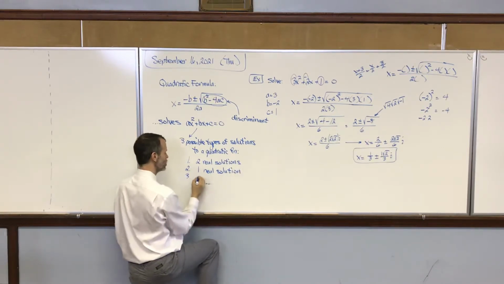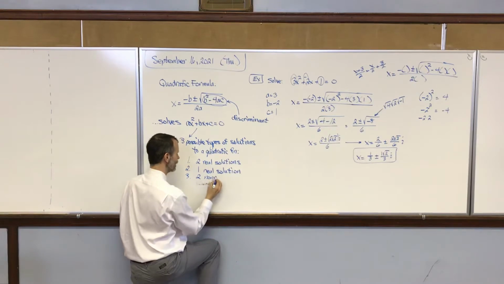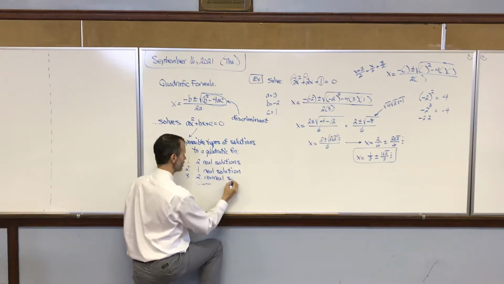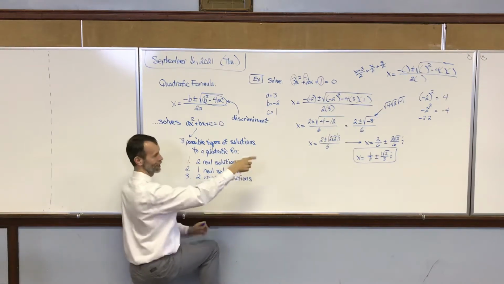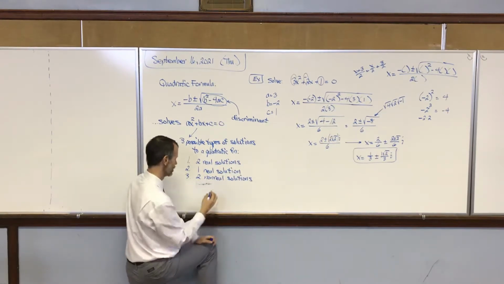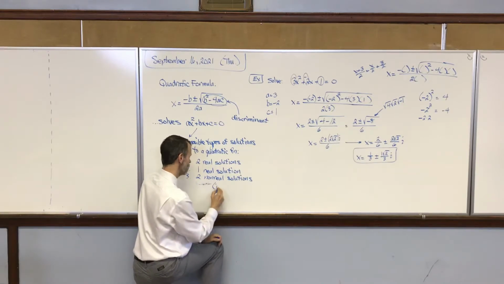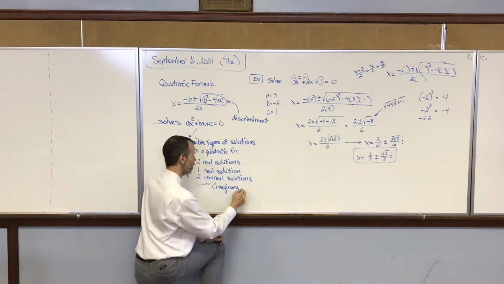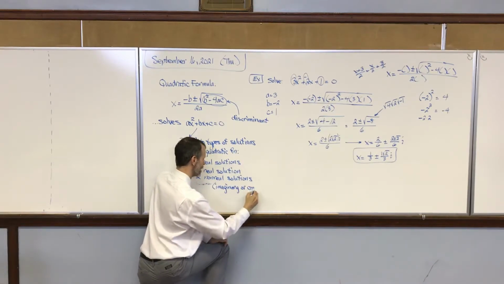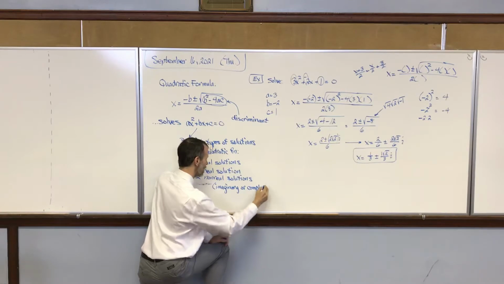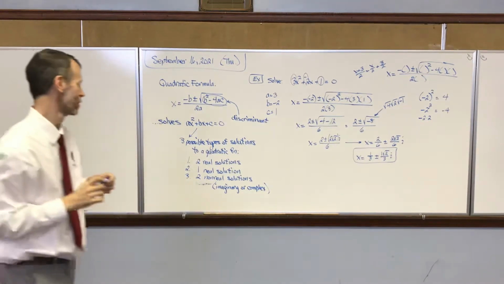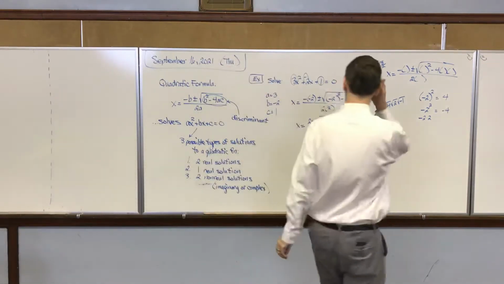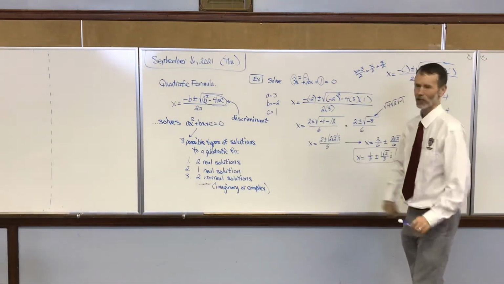And the third is 2 non-real solutions. Kind of like what we just got here. That's a non-real pair of solutions. Non-real could mean imaginary, or it could mean complex. But there'll be two of them. So how do you know ahead of time what you're going to get?